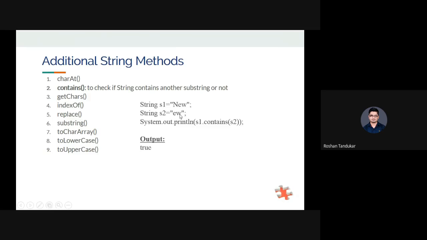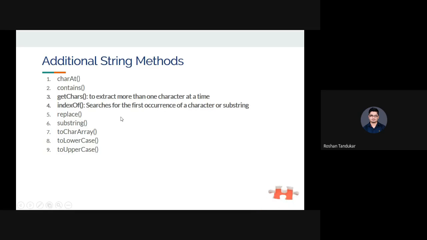If I'm writing here "we", then it will also give a false value over here. That means it will check whether the substring you are writing over here is contained within that string or not. Another two parts are getChars and indexOf. getChars means to extract more than one character at a time. If you have to take a single character, you use charAt. But if you have to get more characters, then you have to use getChars.